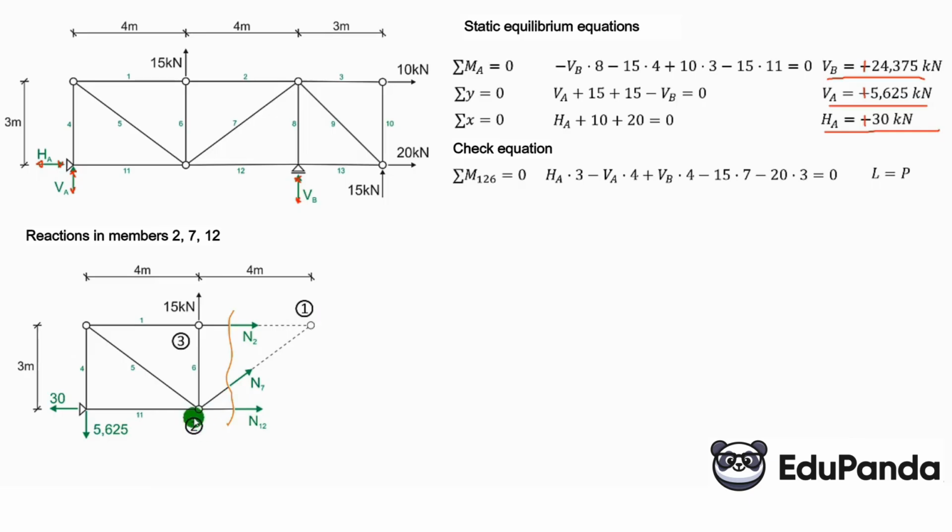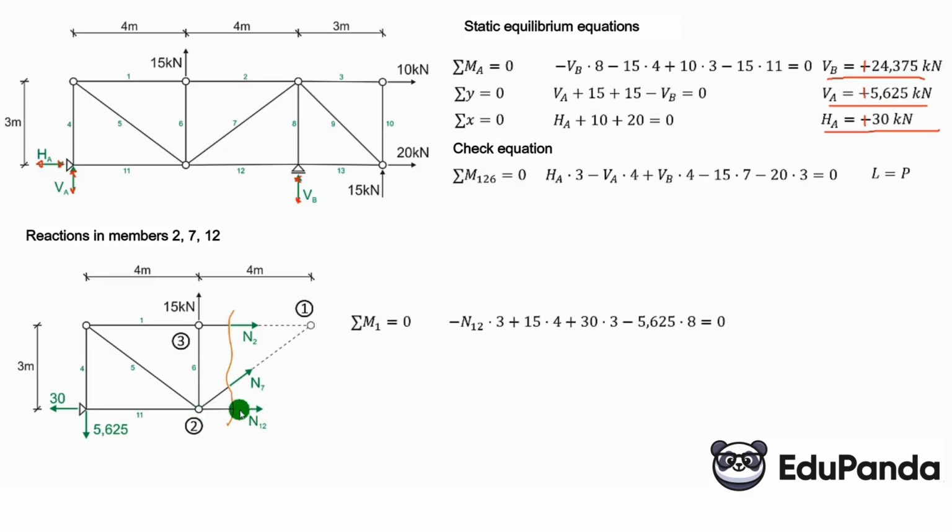Then we will do it at point 2, where N7 and N12 pass through this point, so they do not create a moment. We directly calculate N2, and then for any point we actually calculate the sum of moments. It could be at this third point, and we calculate the remaining reaction that we have not calculated so far, which is N7. So let's get to work. The sum of moments at point 1 equals 0.